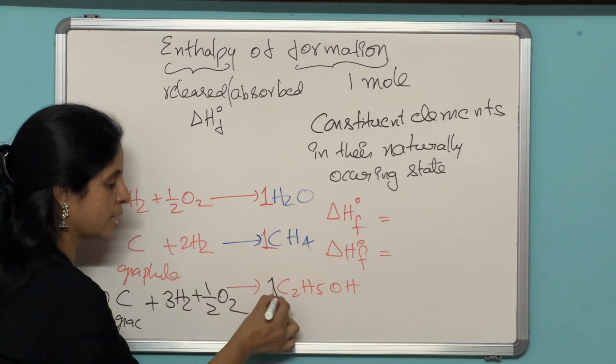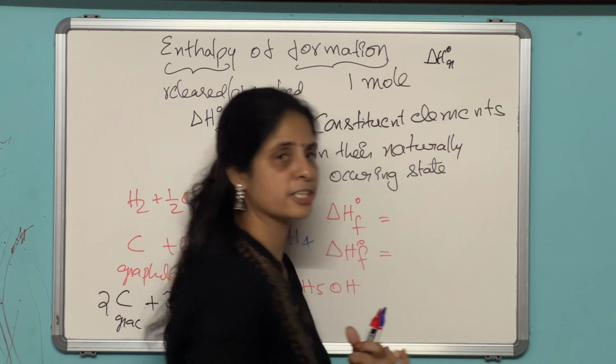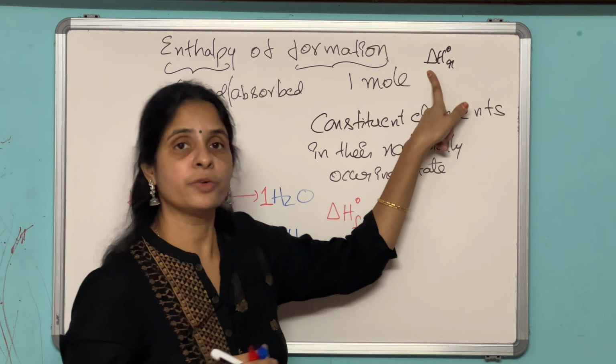Clear? So if you observe, in the previous class I discussed heat of reaction. What is heat of reaction? Delta H naught R, standard heat of reaction. The amount of heat released or absorbed during any chemical reaction is nothing but heat of reaction. If the standard conditions are taken, that is standard heat of reaction. So here, can I say one thing?